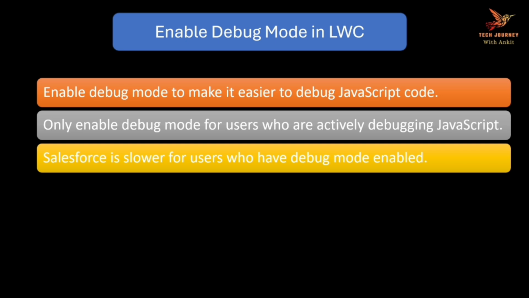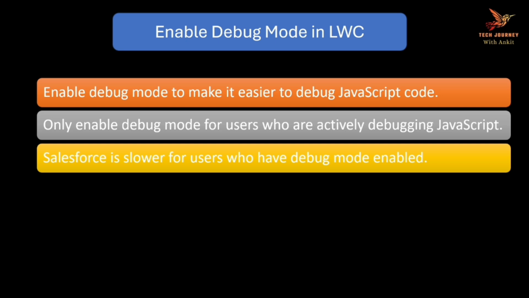The first step that you have to do here is enable the debug mode in the LWC. Why do we do that? Because enabling the debug mode makes it easier to debug the JavaScript code. And for that, you should be enabling the debug mode only for those users who are actively debugging the JavaScript. The reason being, if you enable the debug mode in the LWC, it will lower the performance for the user. So make sure that only those users who will be actively debugging the LWC component have the debug mode enabled.